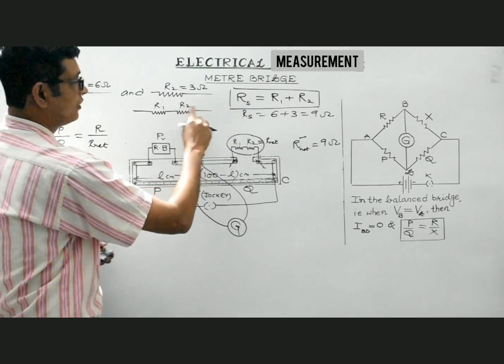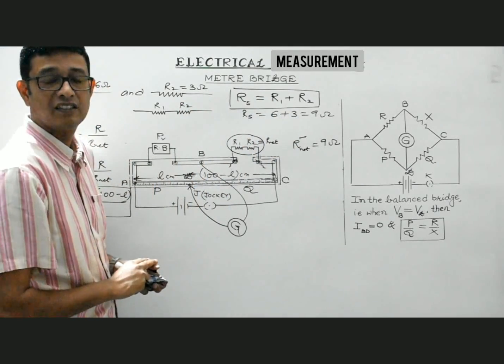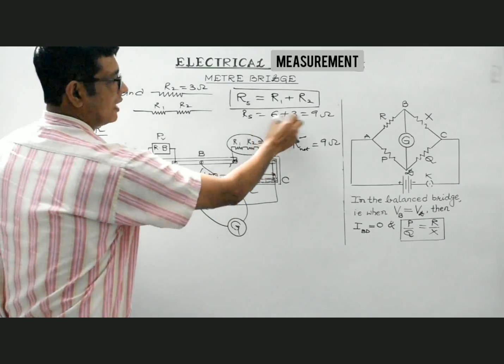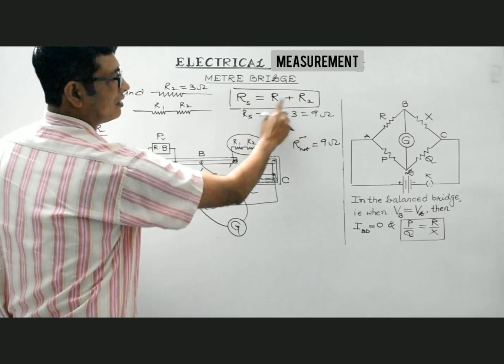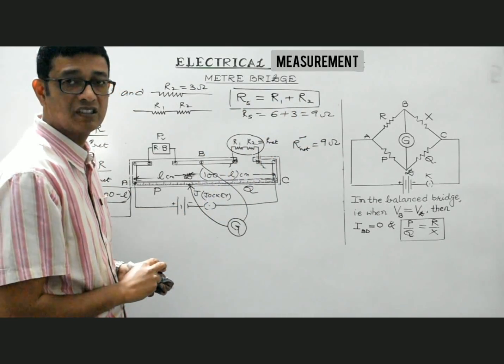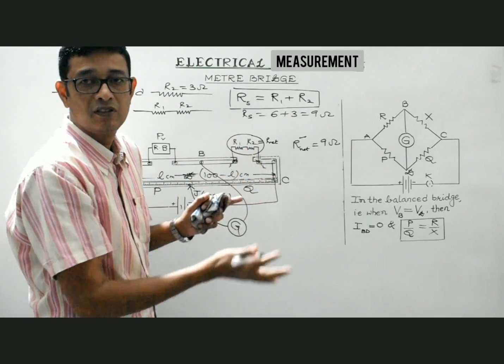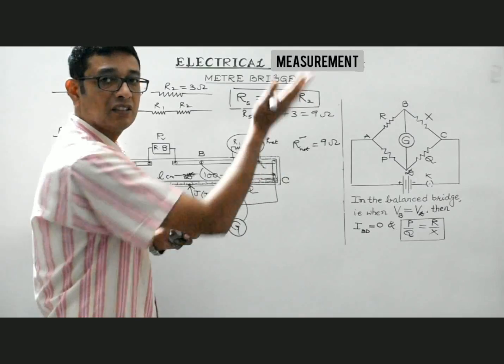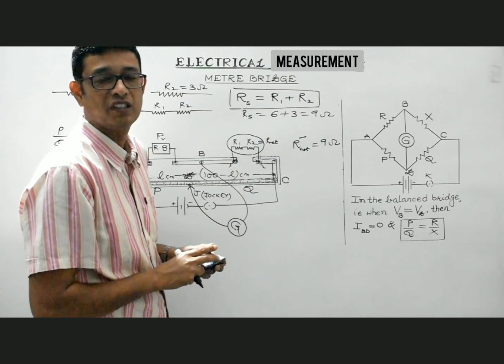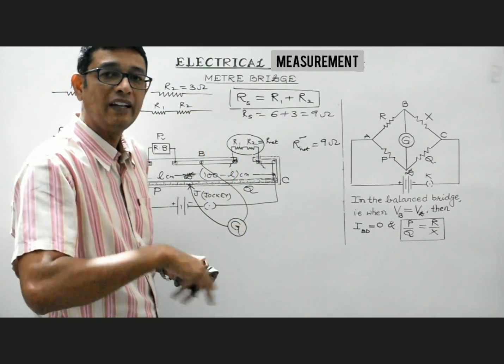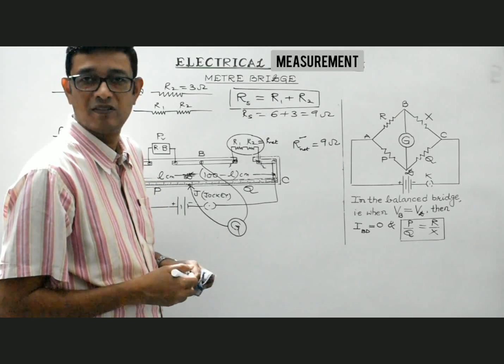In case of individual values of 6 and 3, that makes 9 by using the law of series combination of resistances. So you can tally both the values experimentally as well as mathematically using the law of series grouping. So that will validate this particular law. Correct, students?